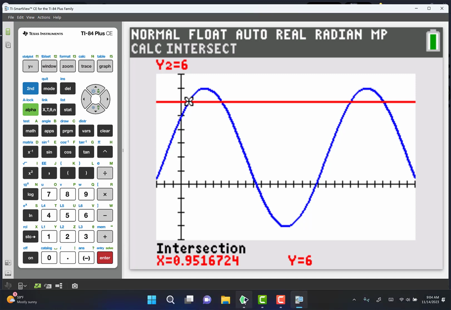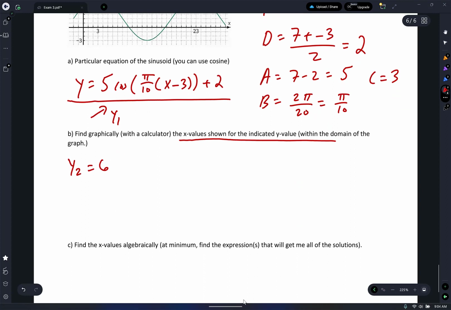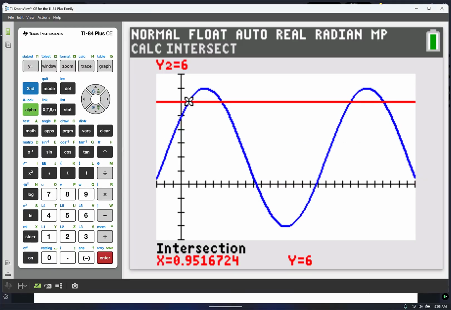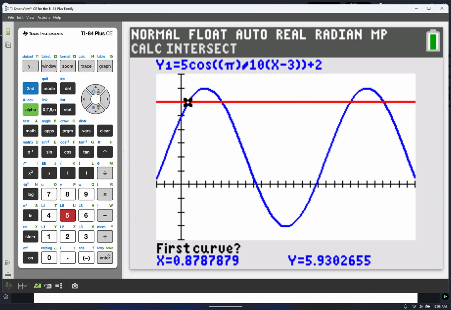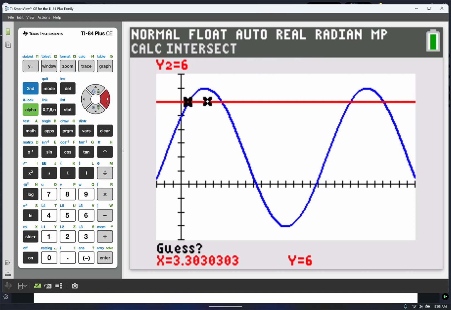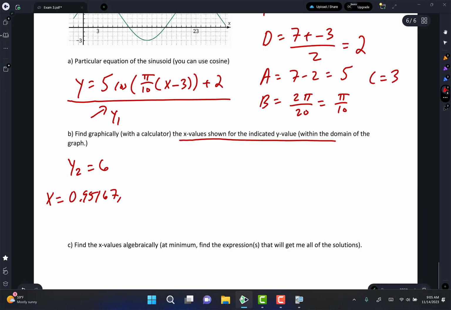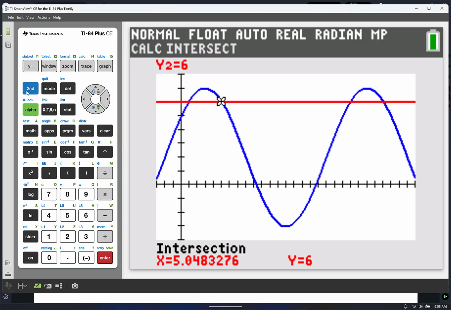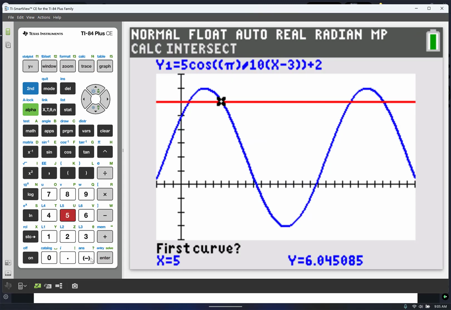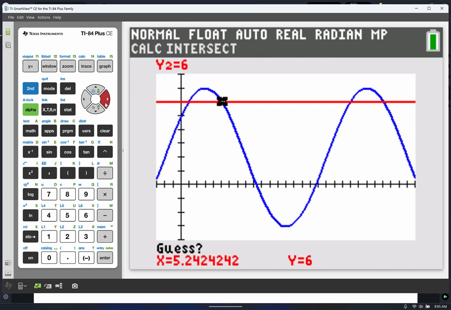So someone write that one down. 0.95167. X equals 0.95167, comma. And then I'm going to get the other ones. Second, calculate. Number 5. Enter. 5.0483. 5.0483, comma. Second, calculate. Number 5. Enter. And I'm just getting the others.